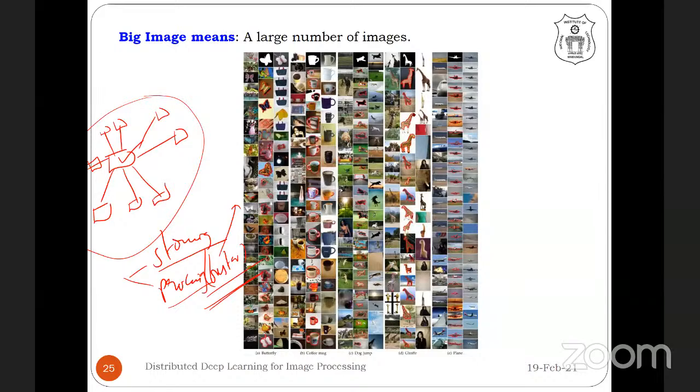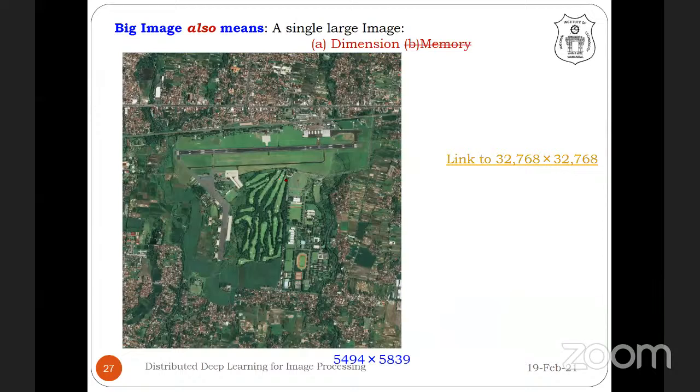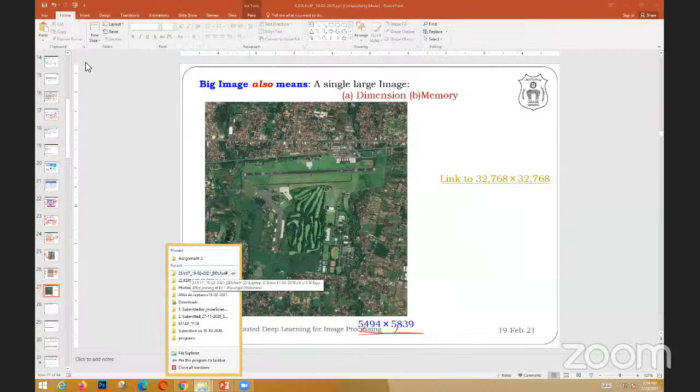More number of images here. And here a single image is very big in nature. What do you mean by big in nature? For example, if you consider this image, the dimension of this image is approximately 5000 by 5000. But when I keep it here in this PPT, nobody is getting the feeling of a real 5000 by 5000. So now I'll open this by using some software, that is your traditional Paint. Then you can see the real feeling of that.